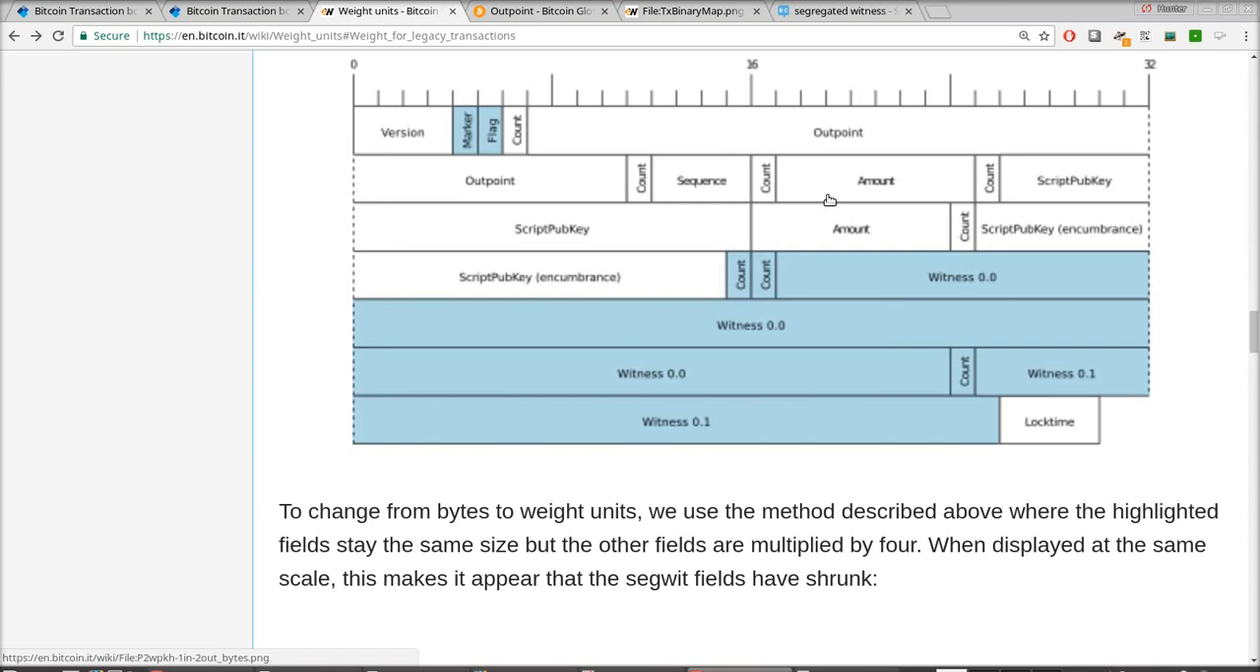But for the fields that are in white here, 1 byte will cost you 4 weight units. So what SegWit does is it gives you a little bit of a discount on transaction fees for the signatures if you are using SegWit transactions.